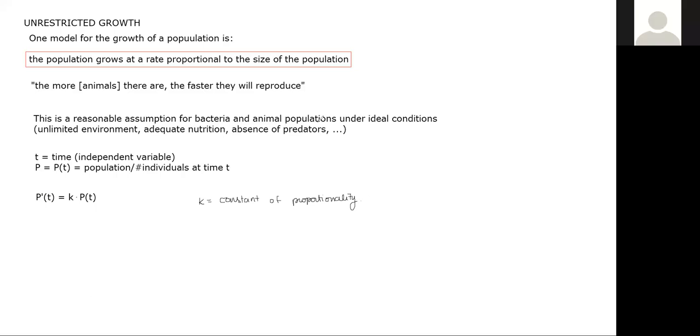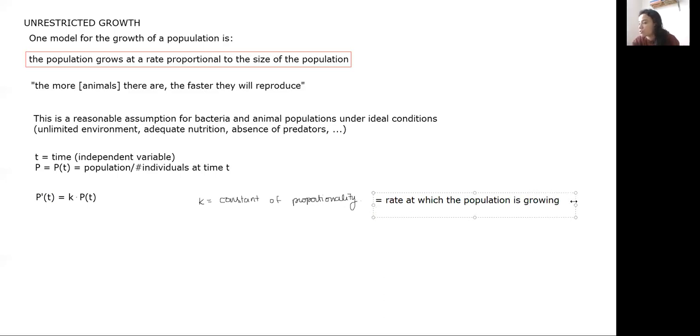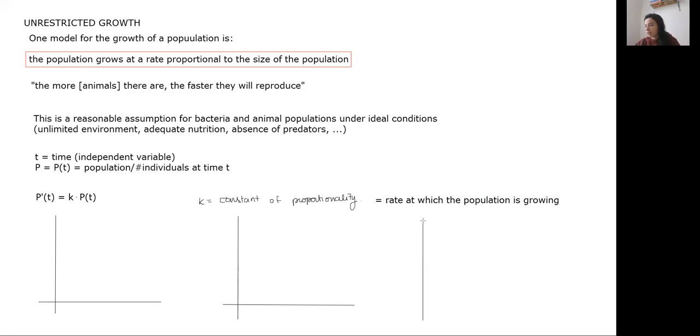Right. So what k represents is basically the rate at which the population is growing. Okay, and so what I'm going to do now is just to look at what happens for different values of k, right? So we have maybe something like this, and then something like that. I'm going to look at 3 possible values, and that will be that for this part.